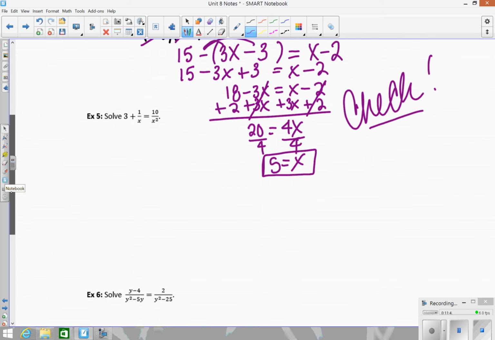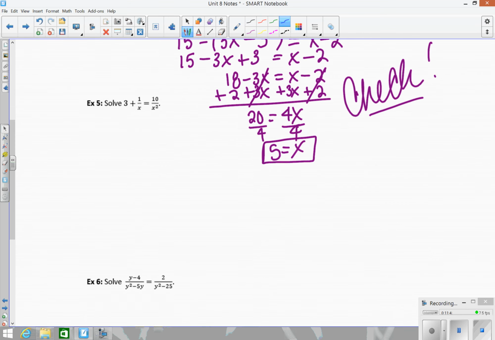So let's do just 2 more like this. So this example here, we have 3 expressions here. So my LCD, again, I have 1 in the denominator here. I have an x and I have an x squared. The LCD is actually going to be x squared because x will go into x squared. So I'm going to multiply everything by x squared. So here I'm going to have 3x squared plus, one of those x's will cancel, so plus x equals 10.